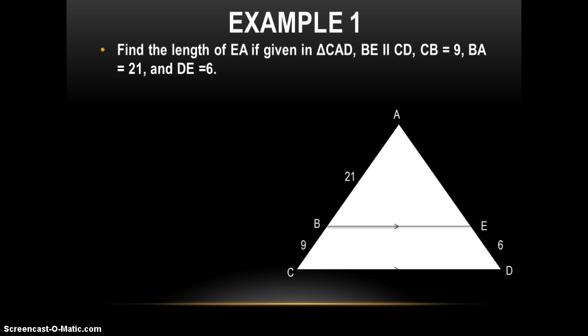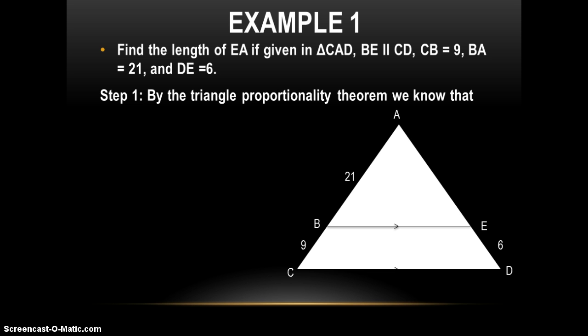So example 1, we want to find the length of EA if given in triangle CAD, BE is parallel to CD, CB equals 9, BA equals 21, and DE equals 6. So step 1, by the triangle proportionality theorem, we know that we can set up a proportion. So the proportion that I decided to set up for this problem is CB over BA equals DE over EA. There are multiple ways to set up these proportions.